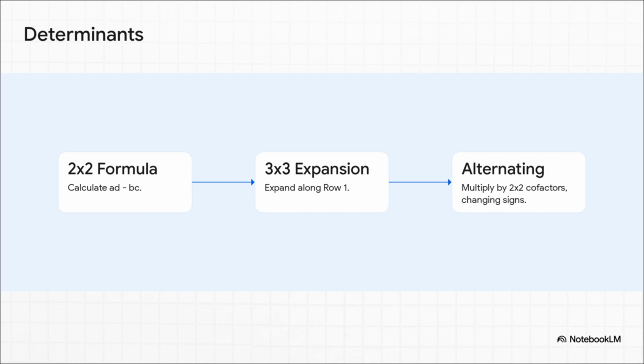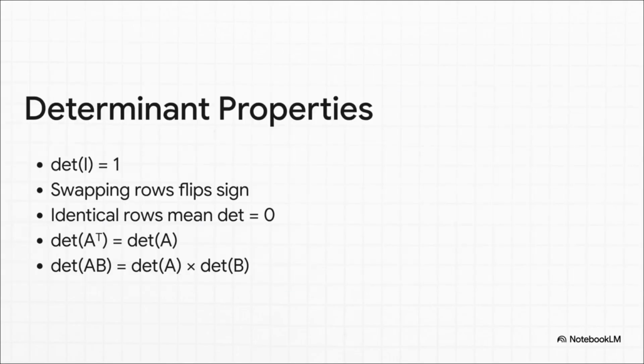Notice it's positive A minus B plus C. That negative B right in the middle is literally where half of all exam points are lost. Don't forget it.